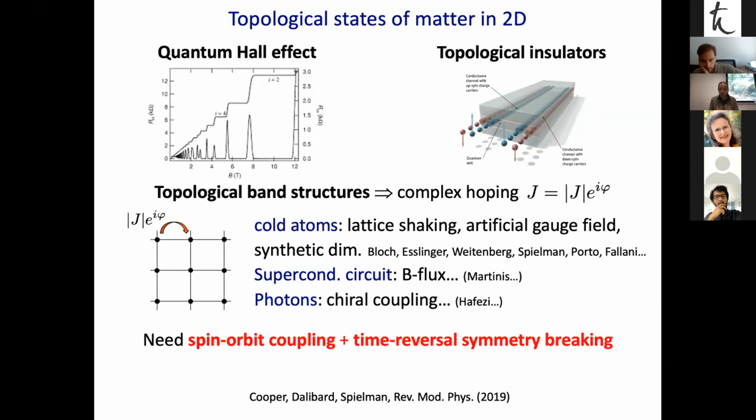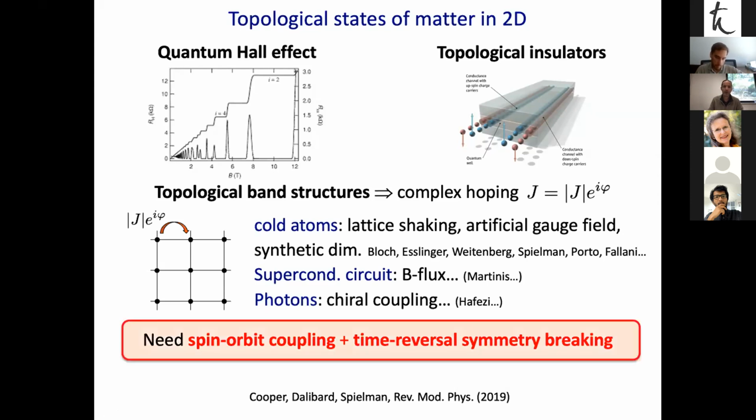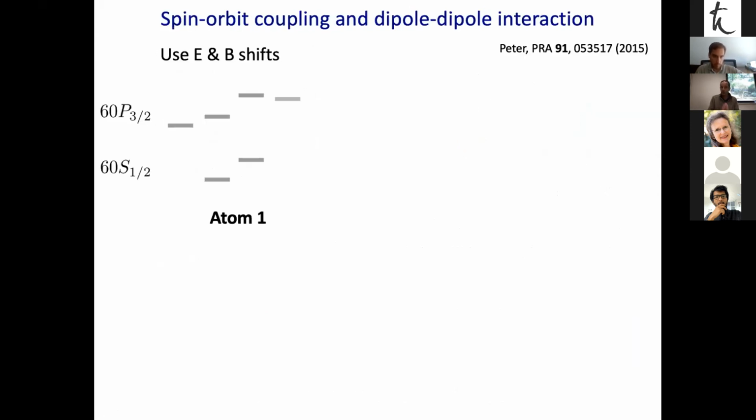So essentially, what I will try to show you is that we can implement, using the resonant dipole interaction, a spin-orbit coupling, which at the same time also features time reversal symmetry breaking, which is what you want to have in order to implement this complex hopping. So what we're going to do is, again, to play with this resonant dipole interaction, but I'm going to make it a bit more complicated.